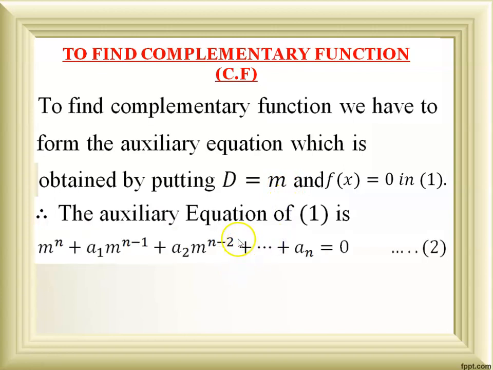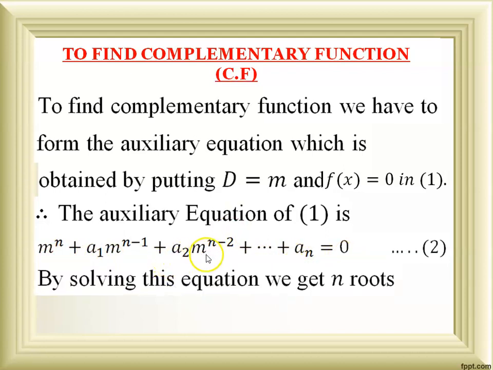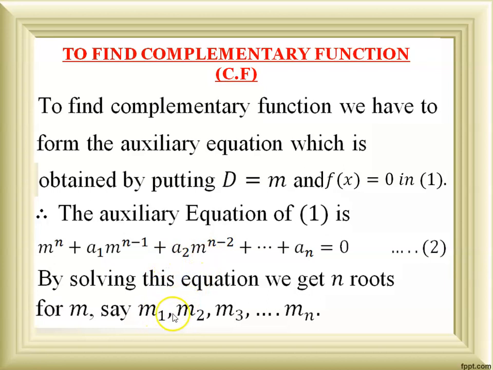So after replacing in the previous slide, we get the auxiliary equation in this form. After solving this particular one, we get the roots like m1, m2 etc., mn. That means n roots are here, because the order of this particular equation is n. Therefore we must get n roots. If the order of this equation is 2 we will get only 2 roots. If the order is 3 we will get only 3 roots. Likewise we will get the roots here.